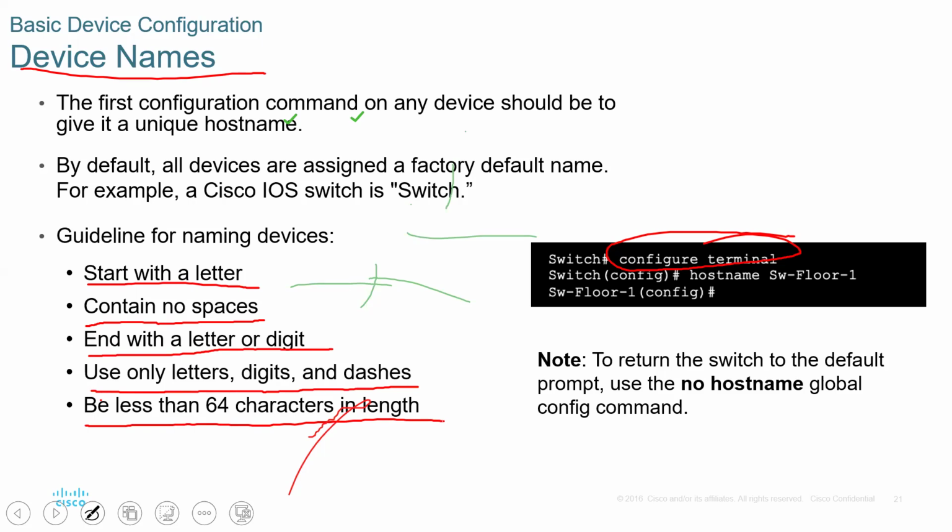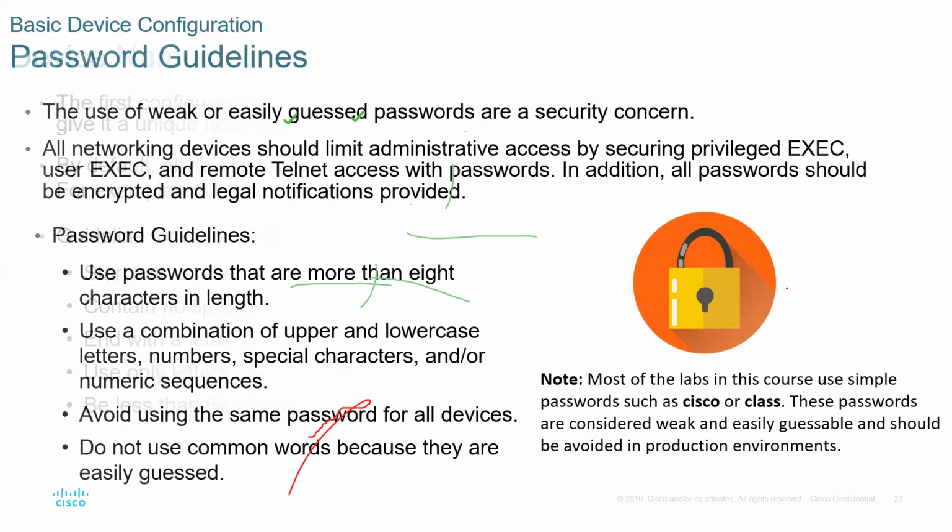So if I want to put a name, I will say hostname, then I'll give it a name. You see, I put SW-floor1. It's telling me that it is switch floor 1. So I'm giving a name that is going to describe the location of that particular device and what type of device it is.